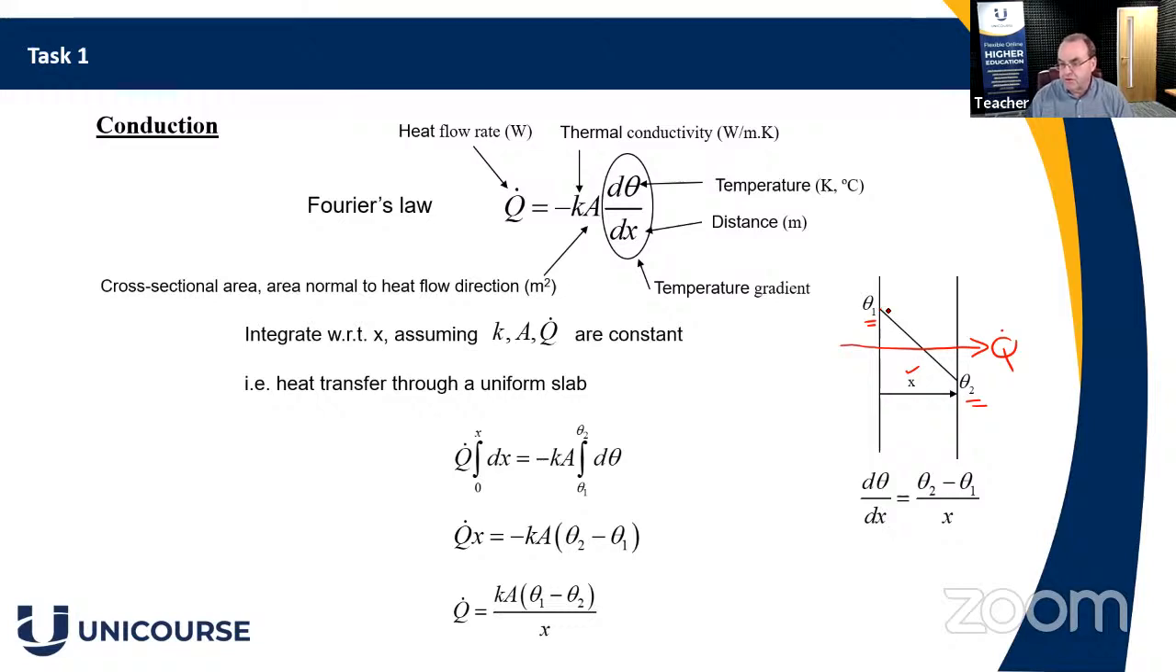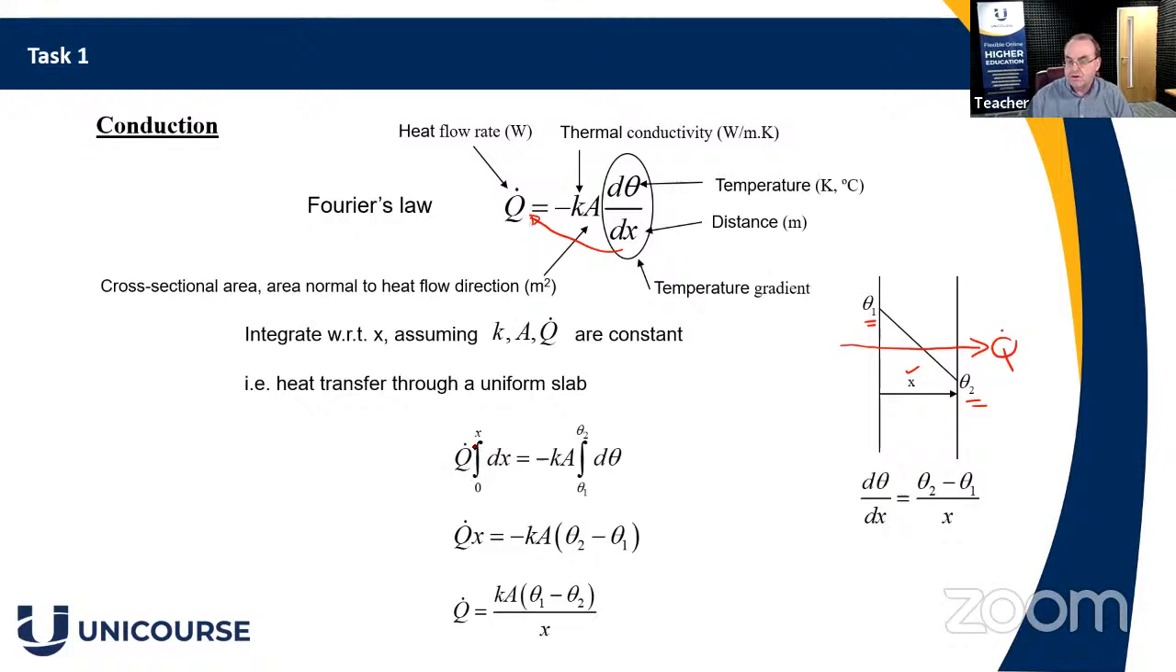And if we look at any system, so we've got a one piece system, only one material, we've got a temperature theta 1 on the inside, temperature theta 2 on the outside, and it's got a thickness x. So the temperature gradient d theta by dx is simply theta 2 minus theta 1 over our thickness, which is x. Right, what we're going to do now, we're going to take Fourier's law, and we're going to integrate with respect to x, and we're going to assume that k, a, and q dot are constants. So if we do that, then we can take the dx over to the other side.